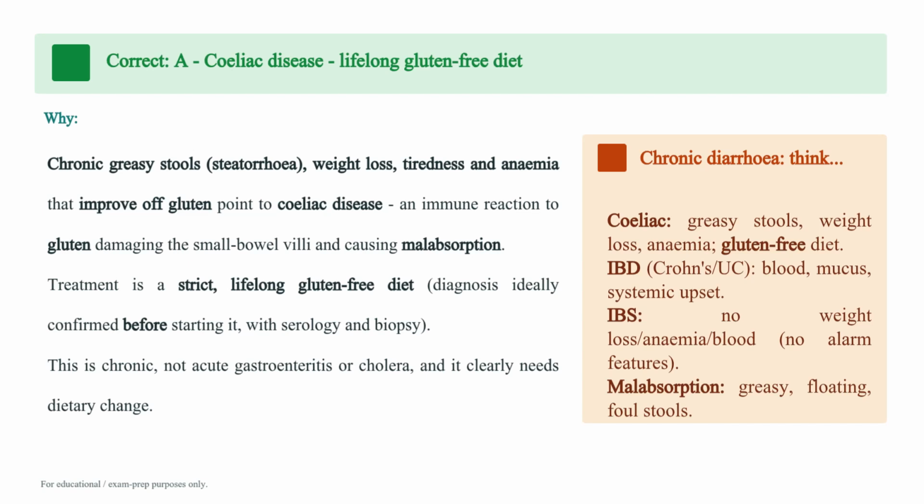The answer is A, celiac disease, a lifelong gluten-free diet. Chronic greasy stools, weight loss, tiredness, and anemia that improve off gluten point to celiac disease, an immune reaction to gluten that damages the small bowel villi and causes malabsorption. Treatment is a strict lifelong gluten-free diet, with the diagnosis ideally confirmed before starting it, using serology and biopsy. This is chronic, not acute gastroenteritis or cholera, and it clearly needs dietary change.